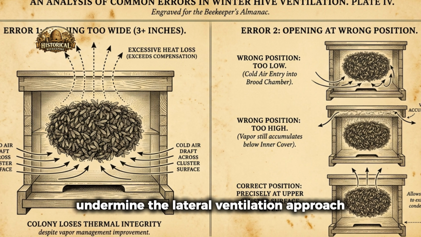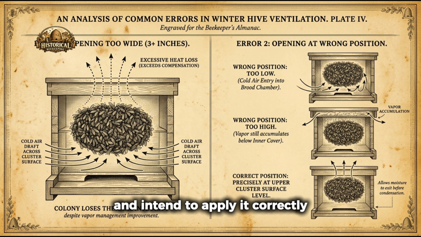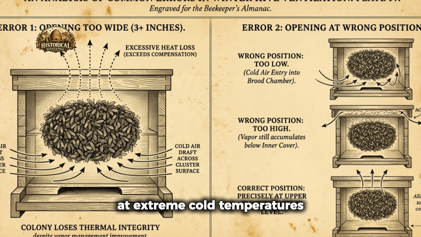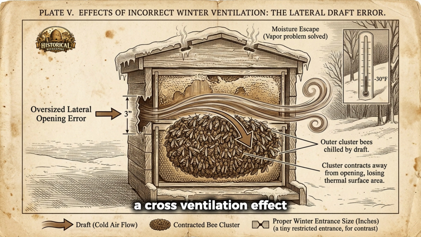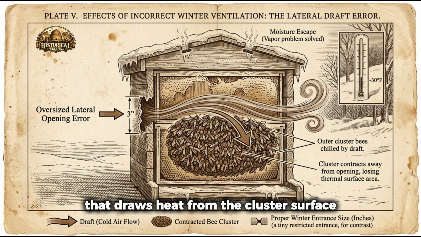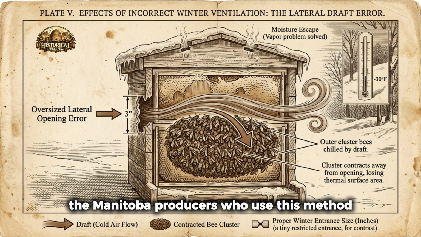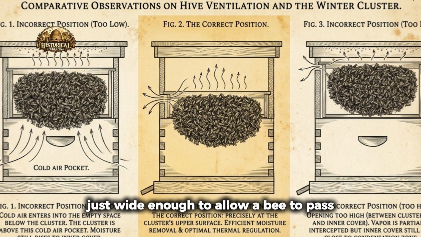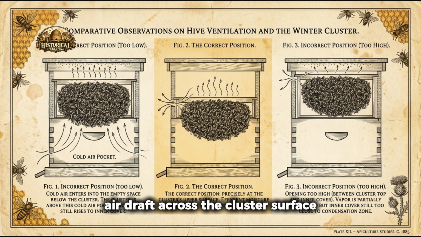2 implementation errors undermine the lateral ventilation approach, even in beekeepers who understand its principle and intend to apply it correctly. The first error is opening size. A lateral opening larger than approximately 3 inches wide at extreme cold temperatures allows too much cold air to enter the hive body horizontally, creating a cross-ventilation effect that draws heat from the cluster surface rather than just removing vapor. The Manitoba producers who used this method consistently described the correct opening as just wide enough to allow a bee to pass, enough to create a vapor pathway without creating a cold air draft across the cluster surface.